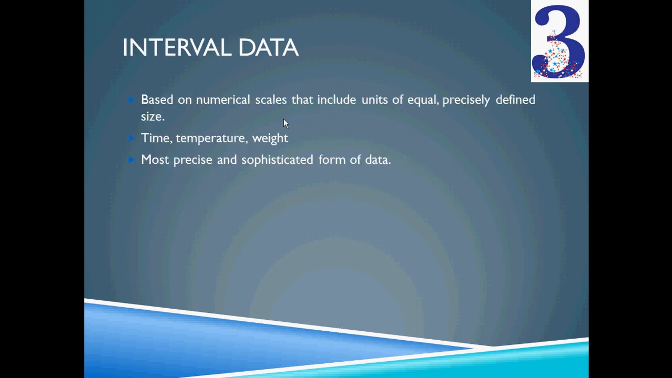Okay, third type of data, interval data. So this is data based on numerical scales that include units of equal, precisely defined size. So for example, time, that's equal, precisely defined units. Temperature, weight. It's the most precise and sophisticated form of data.